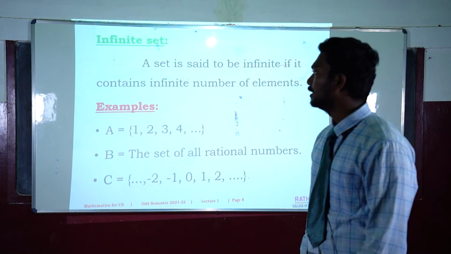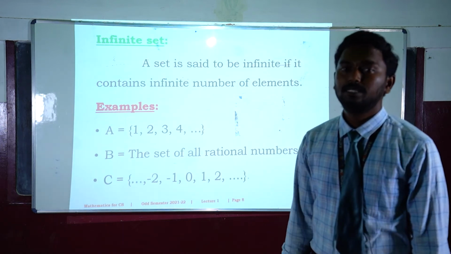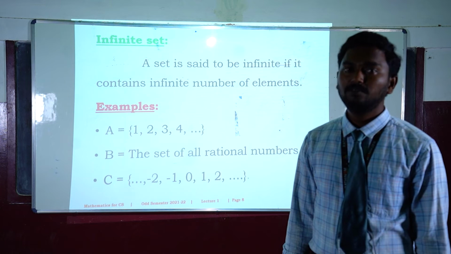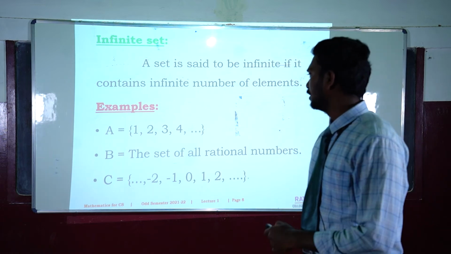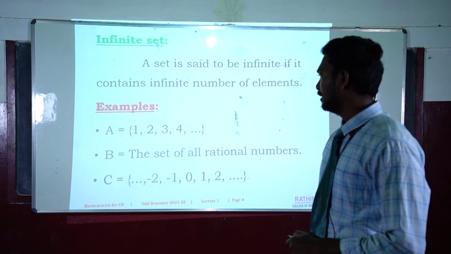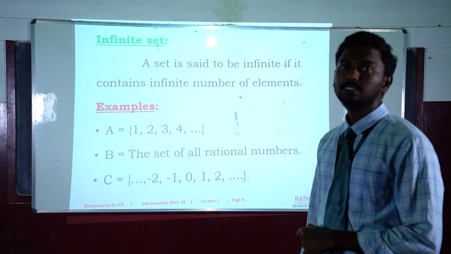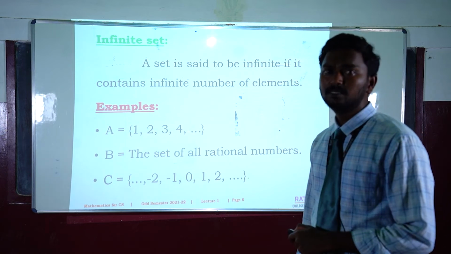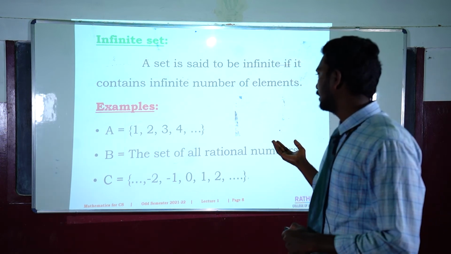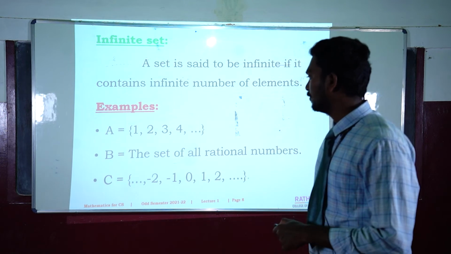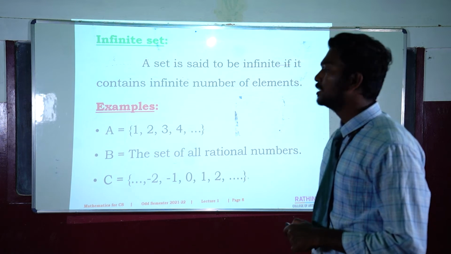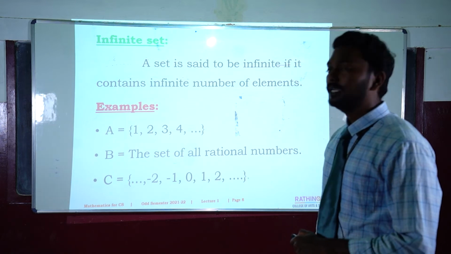Okay, next one, infinite set. A set which contains an infinite number of elements is called an infinite set. Take a set, this set A is equal to what? 1, 2, 3, 4, etc., dot dot dot. What does it mean? It goes up towards infinity. So it does not have a finite number of elements. It has an infinite number of elements. So this set A is an infinite set.